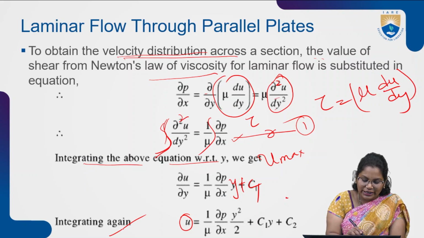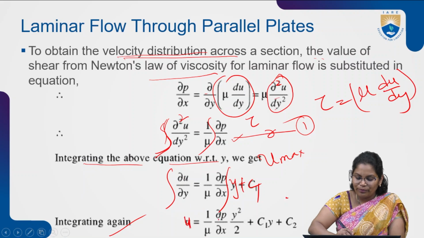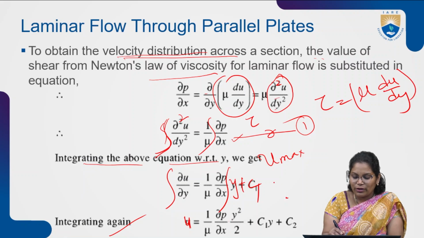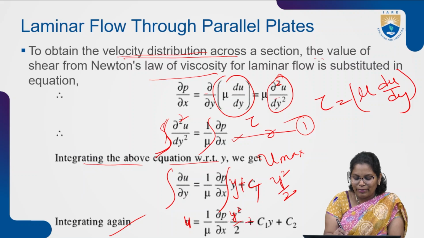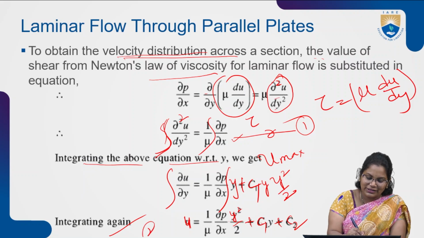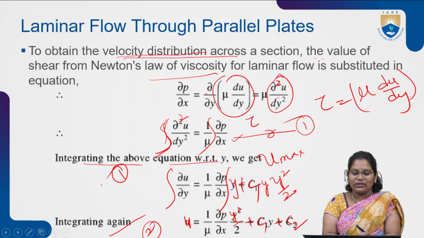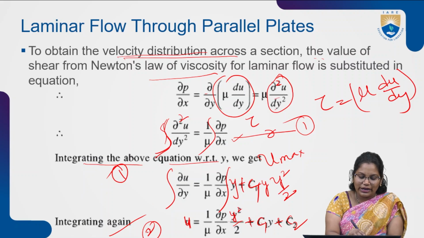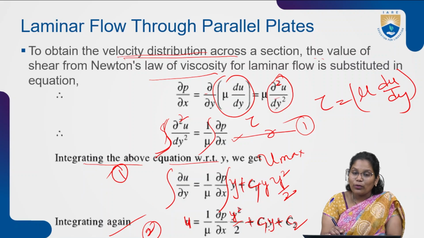So again I am integrating here to get u. When you integrate this, dou u by dou y will become u, that is equal to 1 by mu dou p by dou x into y. Integration of y is y square by 2, so y square by 2 plus c1 into y plus c2, because we are integrating the second time. Here is the first time integration, you will get plus c1. When you do it again the second time, you will get c1 y plus c2. Clear?